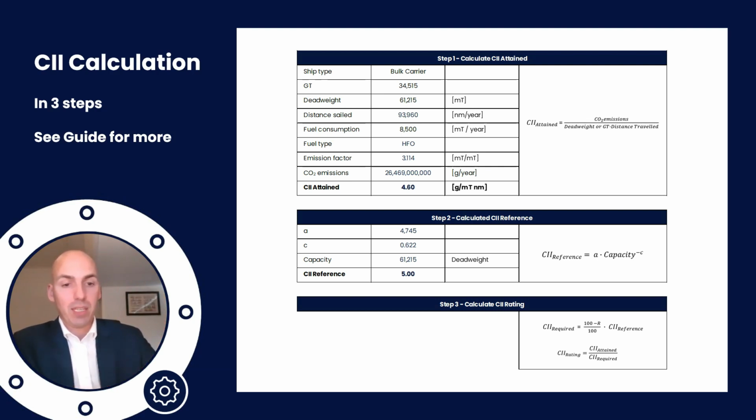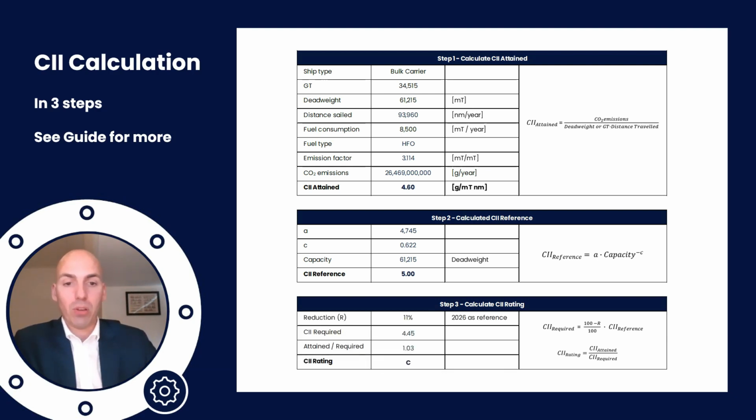And then we simply divide the CII attained with CII required. And I believe we have done so here for 2026 as a reference, and further on we will see how it would look like in other years. But with a reduction factor of 11%, we get a CII required of 4.45. Dividing attained with required, we get 1.03, which results into a CII rating of C. So with these steps, it becomes a bit more clear, but these steps need to be followed each year in order to get the CII rating of that year.